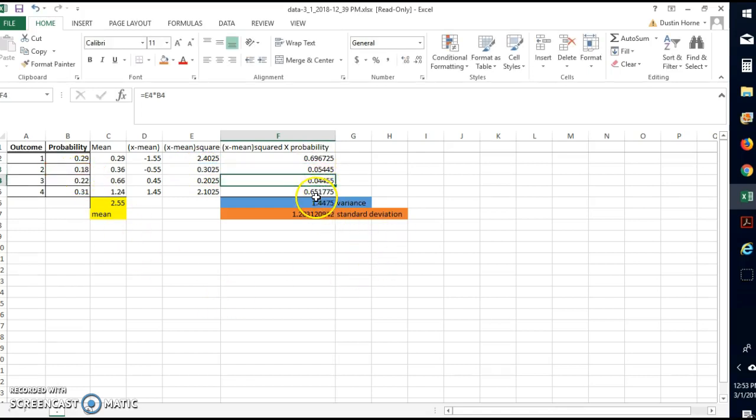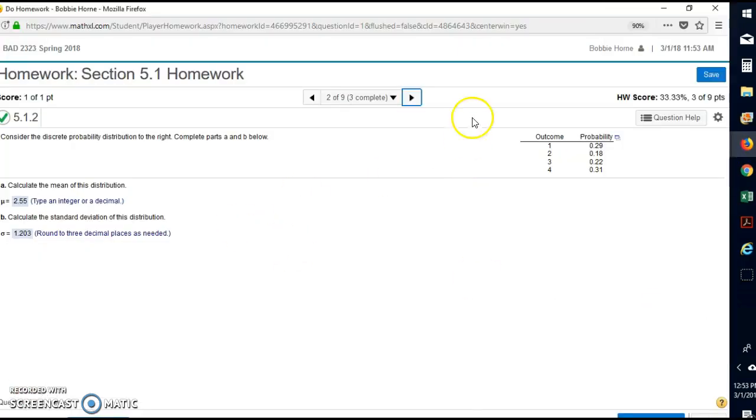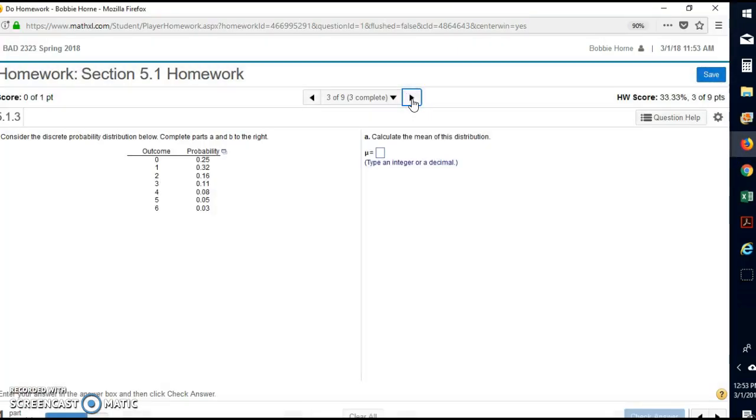So once you do all those and you add them together, that sum is called your variance. Okay, this is s squared. To get the standard deviation, which is s, you just take the square root of this number, and then you round at the end. 1.203 is what I got for that one. Okay. Question number 3 is the same type of problem. So just follow the steps. There's lots of steps, but follow those.